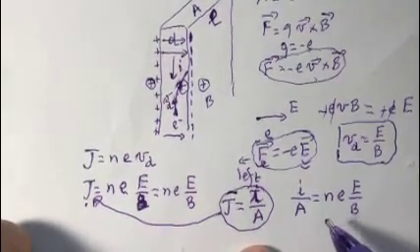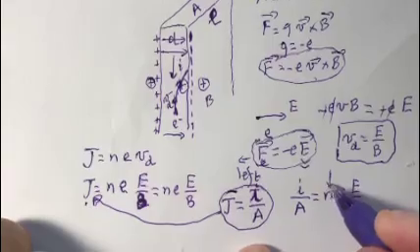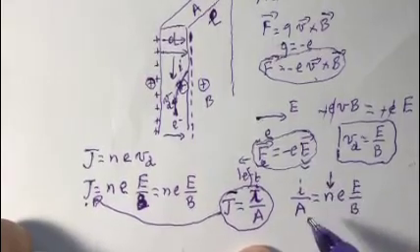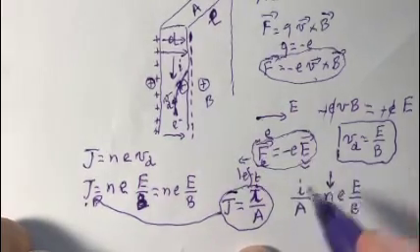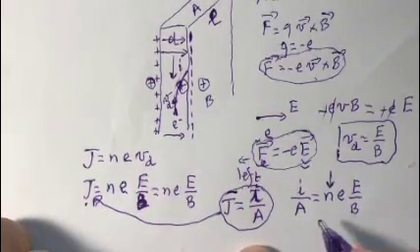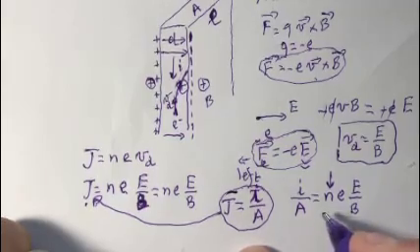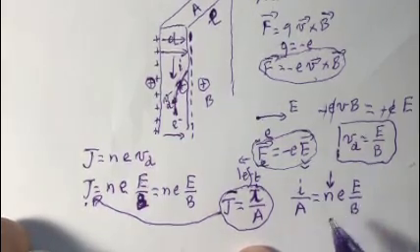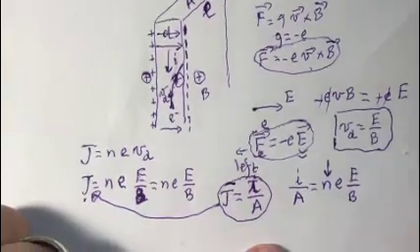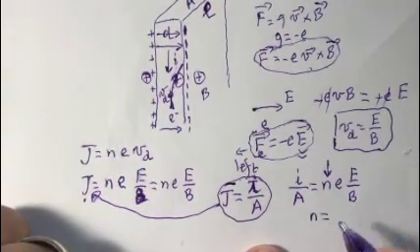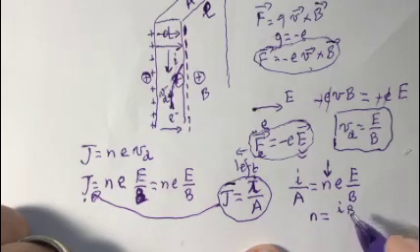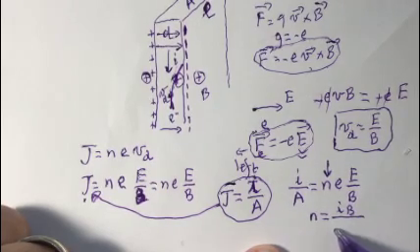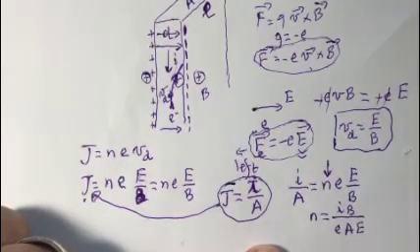We need to know what we're looking for. What we're looking for is this N. How many electrons per meter cube in the copper participate in this current? So let's find this N. I put N is equal to I, and then the B field, and at the bottom I have e, A, and the electric field.